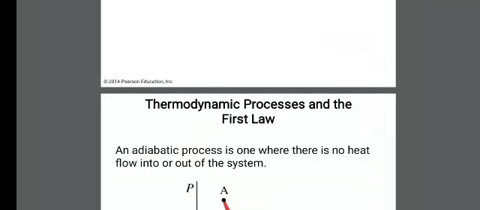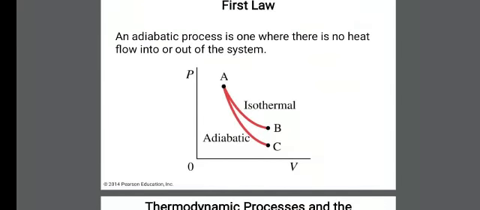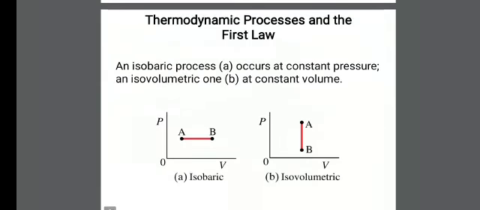Thermodynamic process and the first law. An adiabatic process is one where there is no heat flow into or out of the system. This is the graph between pressure and volume, isothermal and adiabatic. In isothermal, the temperature is constant; in adiabatic, the heat remains constant. An isobaric process in the first graph occurs at constant pressure, there is no change in pressure, and an isovolumetric one at constant volume. B represents the isovolumetric curve in which volume remains constant.